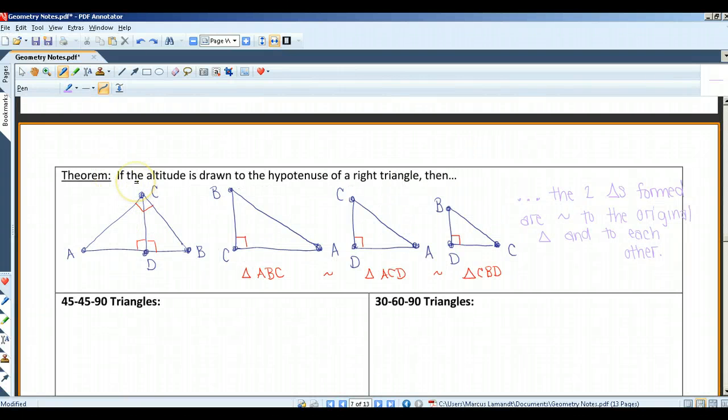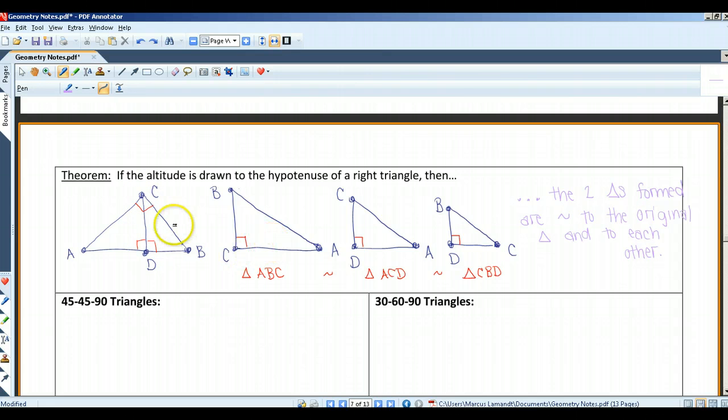This theorem states that if the altitude is drawn to the hypotenuse of a right triangle, then the two triangles formed are similar to the original triangle and to each other. So what that basically says is that if you have a right triangle and you draw an altitude to the hypotenuse, an altitude is a line that is perpendicular to the opposite side. So this CD would be the altitude.